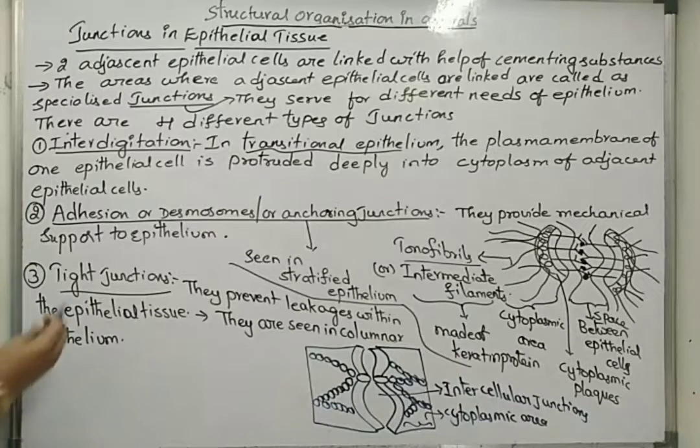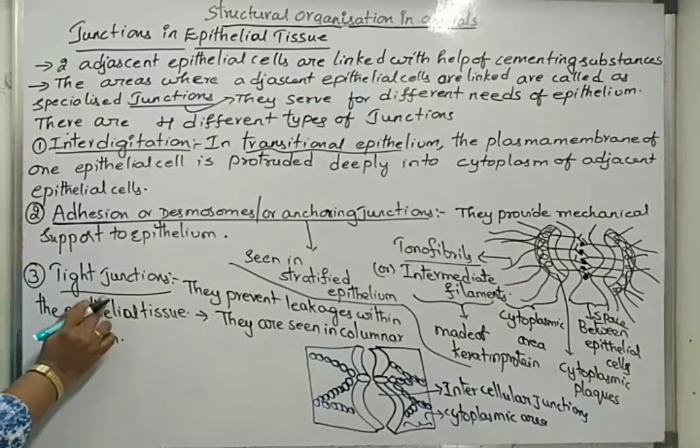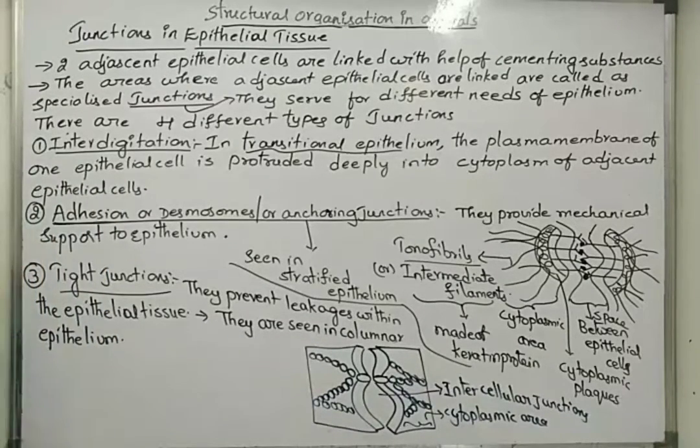Stratified epithelium is seen in case of adhesion junctions or desmosomes. Next, columnar epithelium is seen in case of tight junctions. And in case of interdigitation, we see such type of junctions in transitional epithelium. The last one is gap junctions.